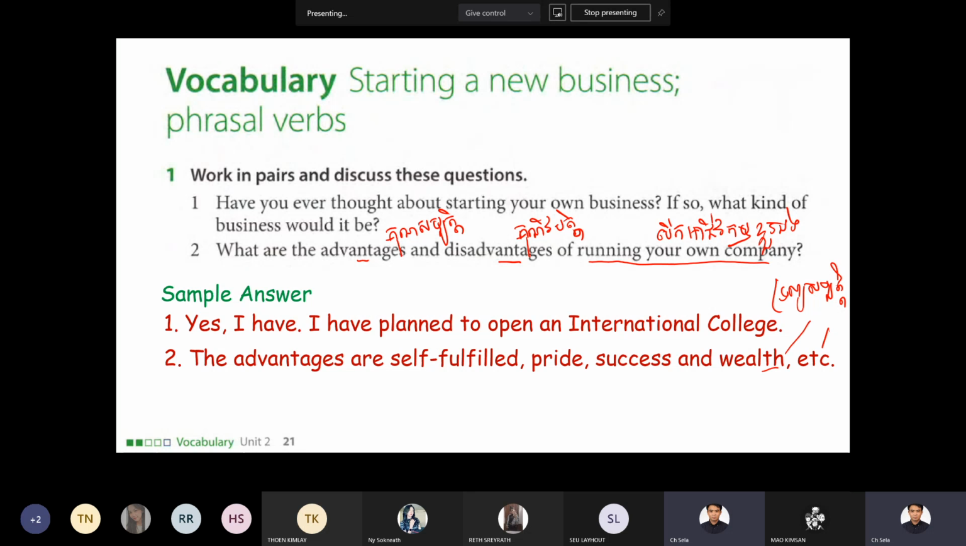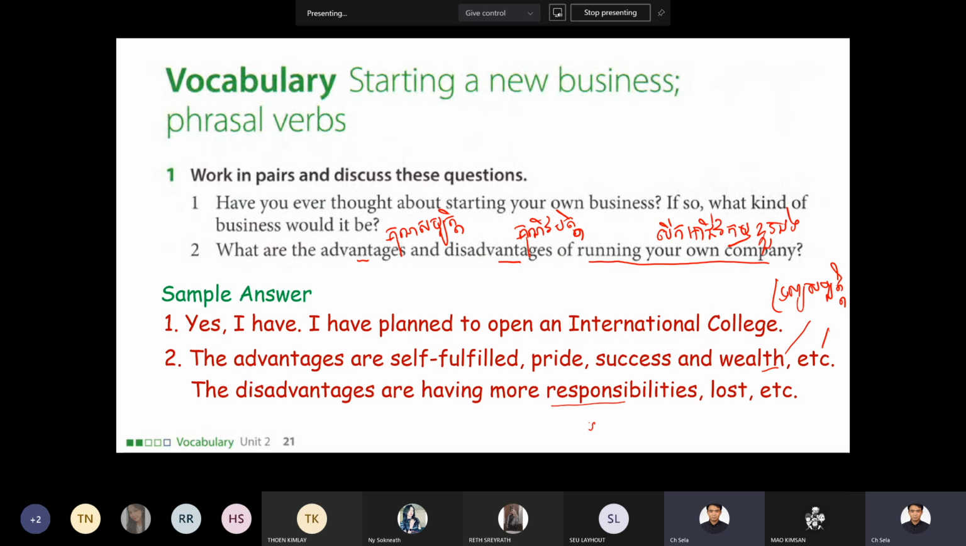Okay, so how about the disadvantages that I feel? The disadvantages, I am going to have a lot of responsibility. Now, if I work for other people, I need to go to work at 7 and finish work at 5. I don't need to think so much. I just go and do my job. But if I open my own business, I have to think so much. I have to go to work before 7 and finish my work sometime before 5, after 5.